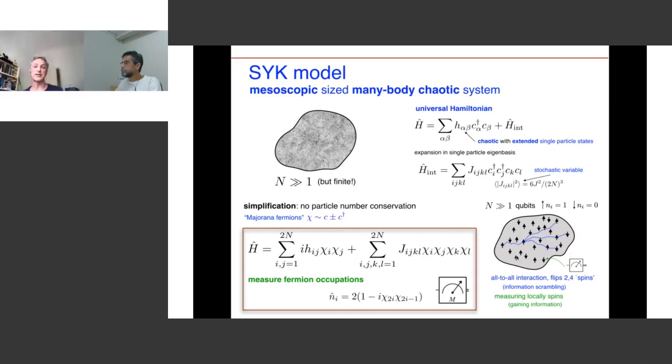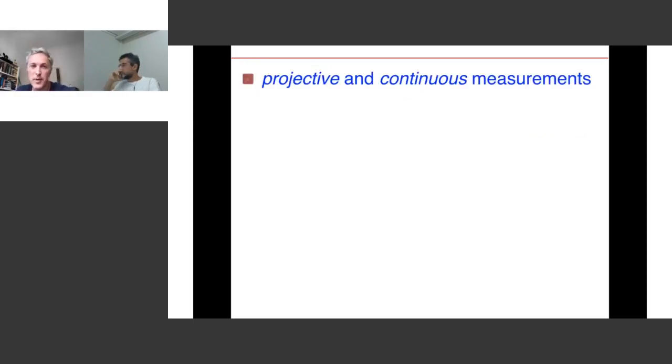Now, what counteracts this information scrambling dynamics is that you always locally measure your spins, so you gain information by locally measuring whether a spin is in the spin up or spin down state. So this brings me to how exactly the measurements will be done. That's my brief excursion on projective and continuous measurements, which I found interesting.